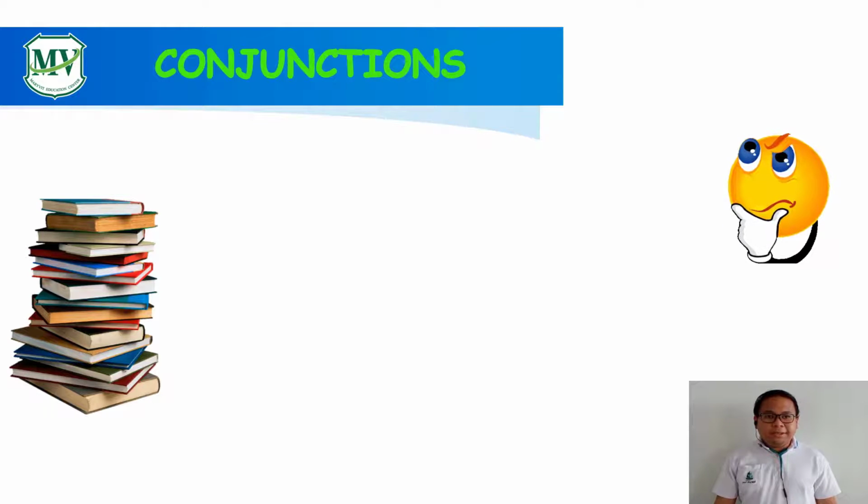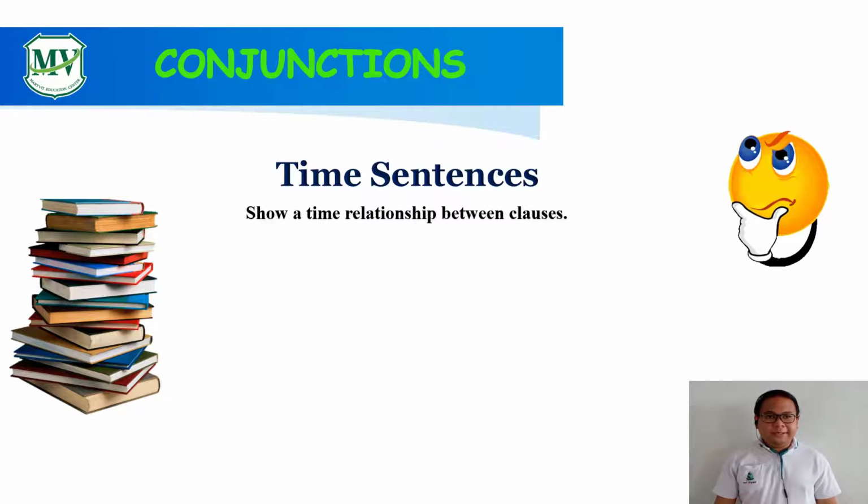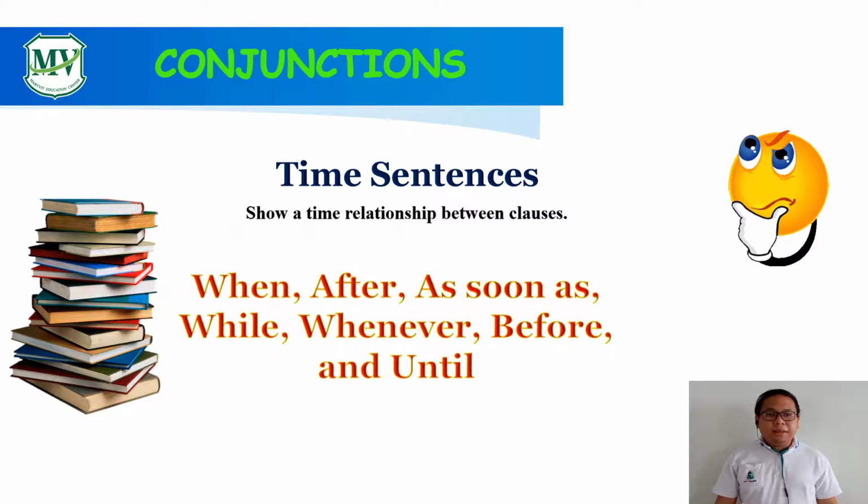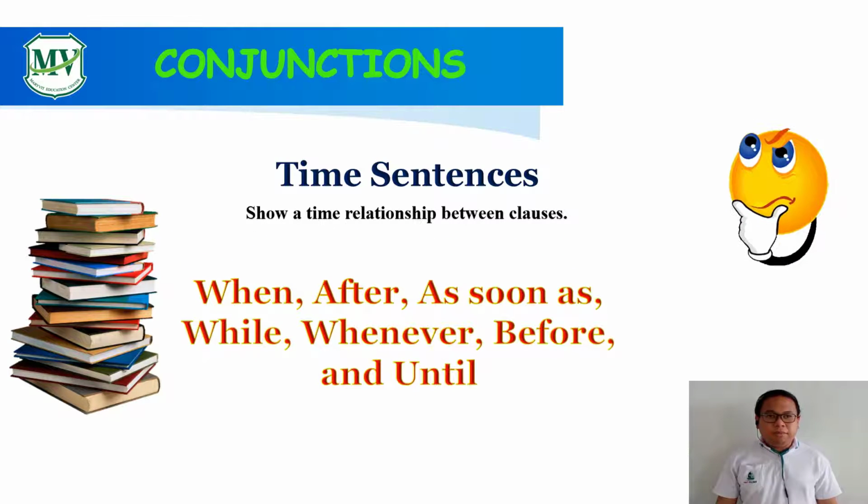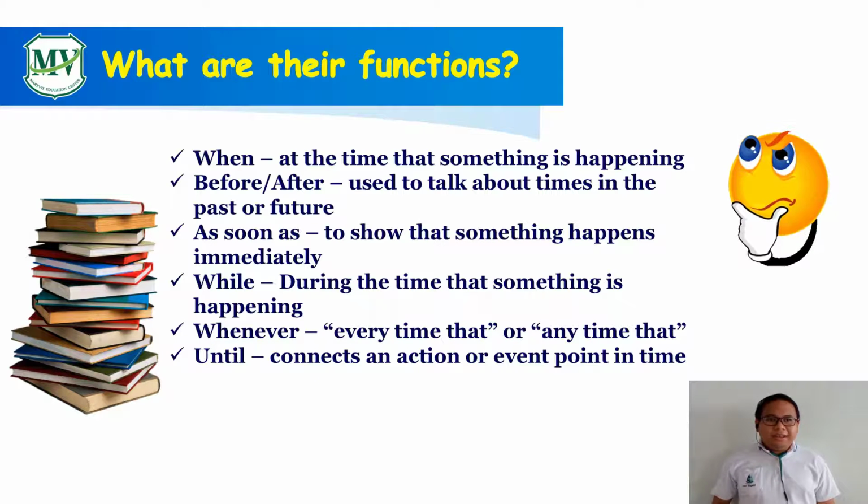We can go to a deeper aspect of conjunctions by focusing on time sentences, or sentences that show time relationships between them. Be careful though, as there are only limited conjunctions that we can apply to this situation. Listed below are the conjunctions that we can use. To further understand more, let's try to understand their functions first before using them. Listed here are the conjunctions with their functions.